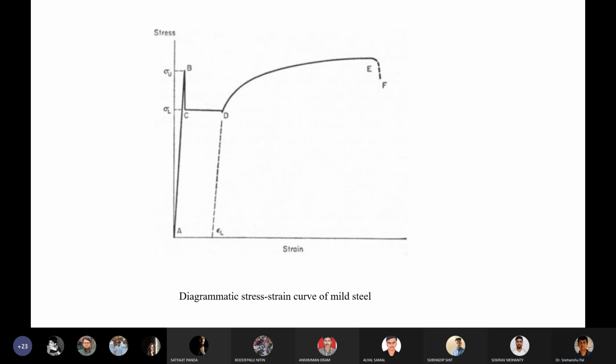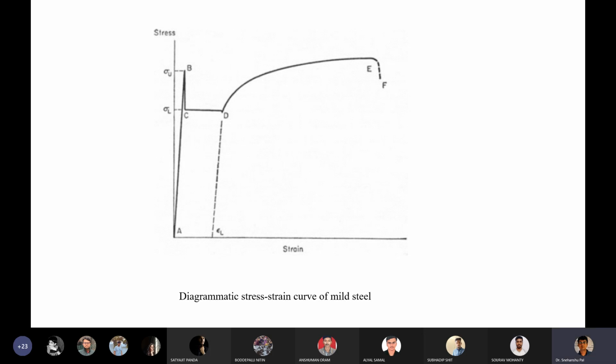Suppose the Luder band of a steel strip will be different. So it also depends on the size and shape of the specimen.